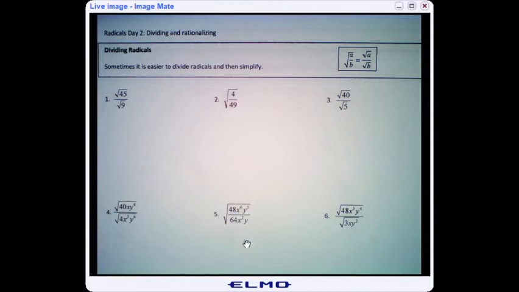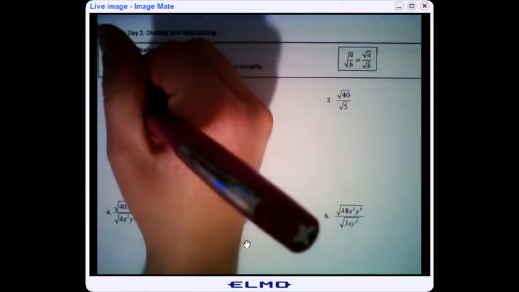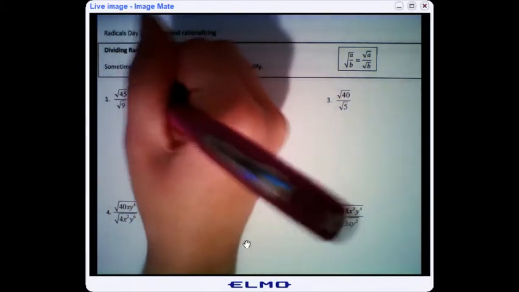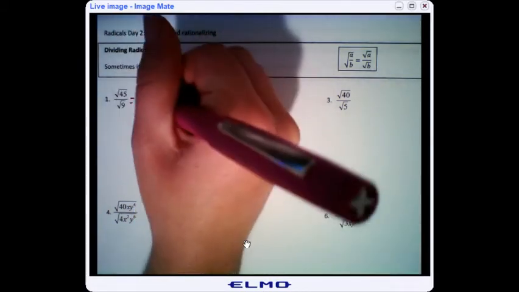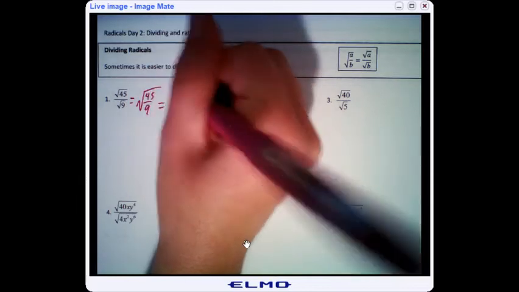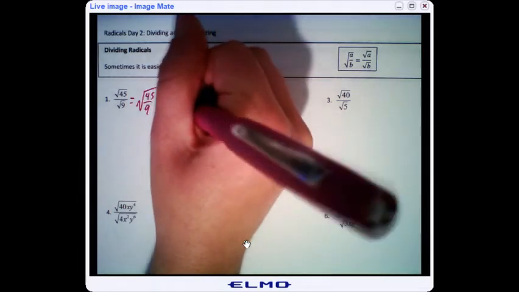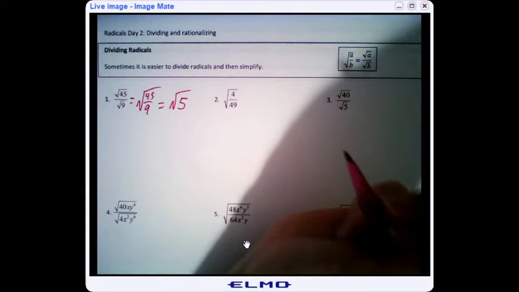I like to see if maybe they will simplify. So 45 can be divided by 9. So I'm going to do 45 divided by 9, which is going to give me the square root of 5. And I cannot simplify that any further.